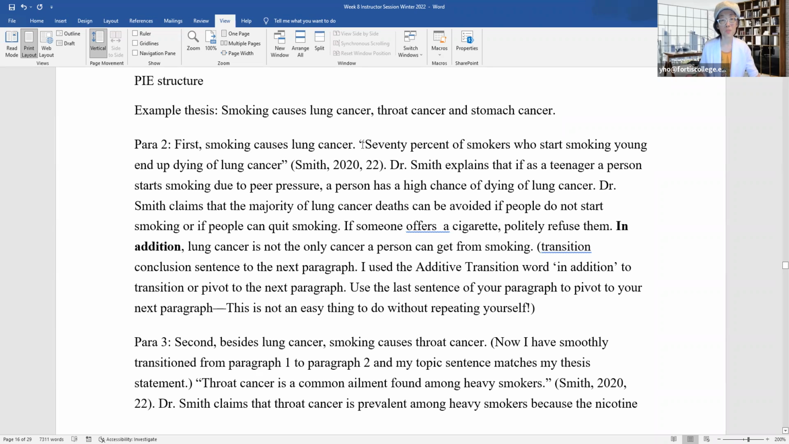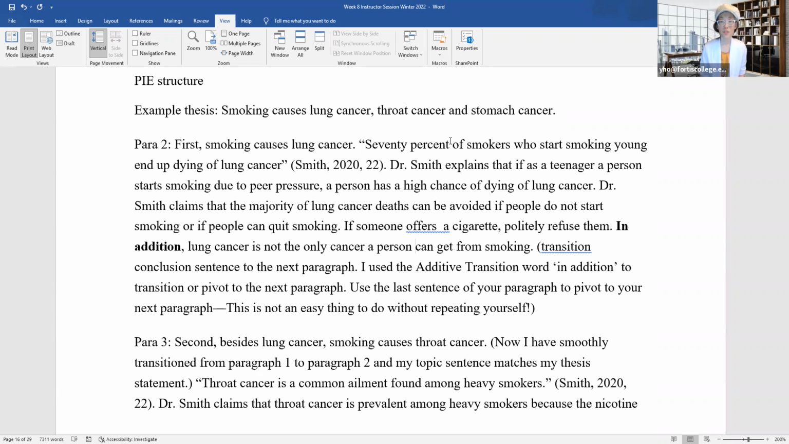70% of smokers who started smoking young end up dying of lung cancer. So that becomes author, date, page number. Then you write 5 sentences about that in-text citation. That's E for explanation. After my in-text citation, I would write, Dr. Smith explained that as a teenager, a person starts smoking due to peer pressure. A person has a high chance of dying of lung cancer if a person starts smoking early. Dr. Smith claims that the majority of lung cancer deaths can be avoided if people do not start smoking or if people can quit smoking.